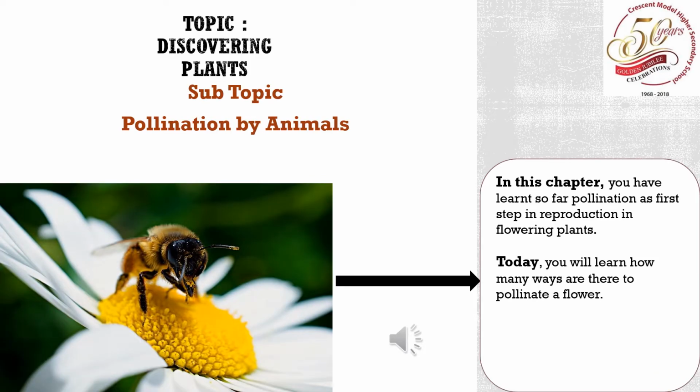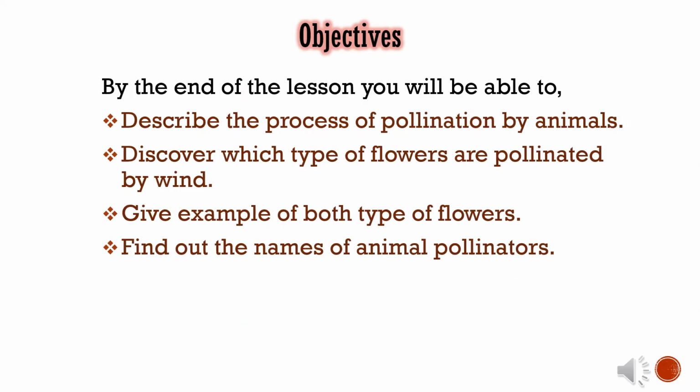Dear students, the subtopic of chapter Discovering Plants is Ways of Pollination, and the first subtopic is Pollination by Animals. In this chapter, you have learned so far pollination as the first step in reproduction in flowering plants. Today, you will learn how many ways there are to pollinate a flower. By the end of the lesson, you will be able to describe the process of pollination by animals.